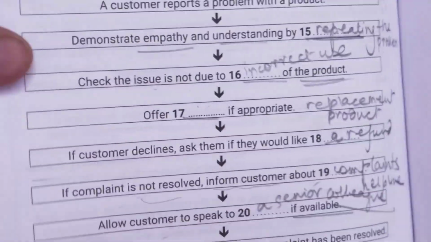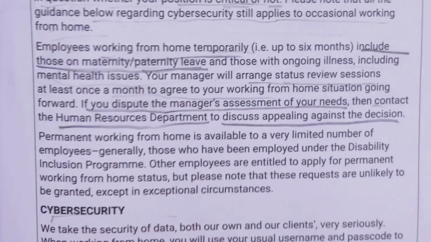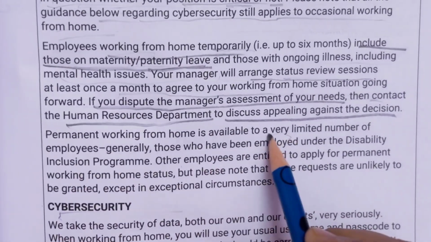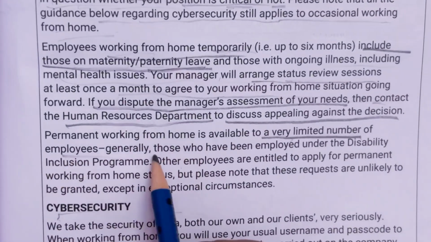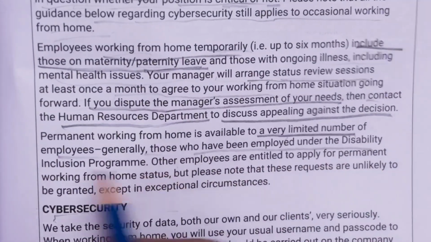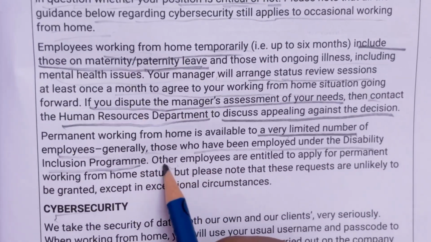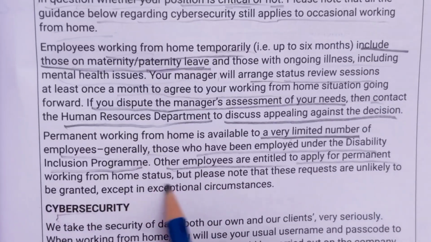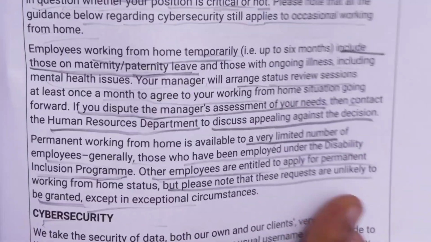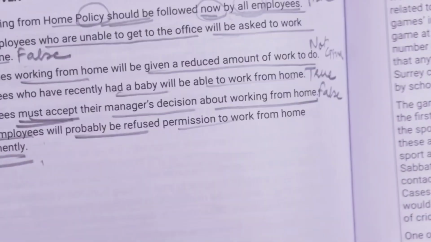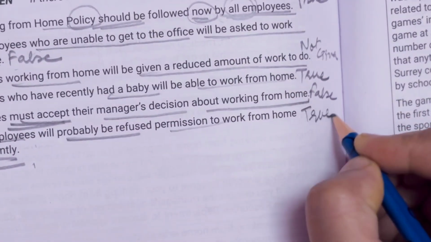Most employees will probably be refused permission permanently. Permanent working is available to very limited numbers, generally to those who have been employed under the Disability Inclusion Program. Other employees can request permanent, but please note, requests are unlikely to be granted. So yeah, it is true.